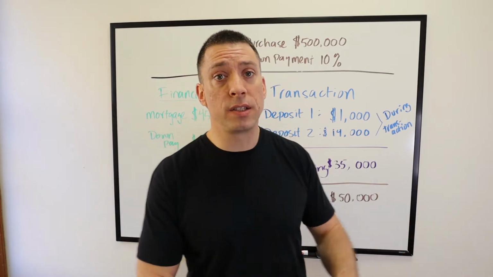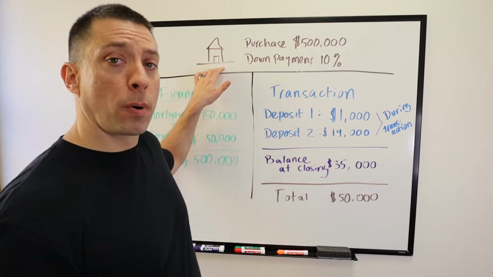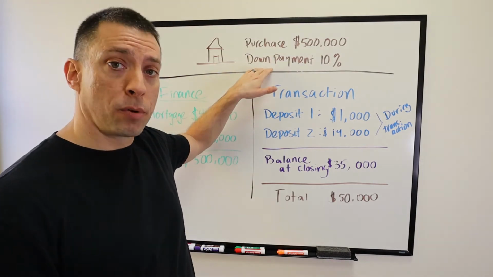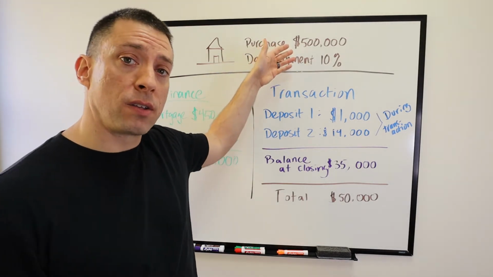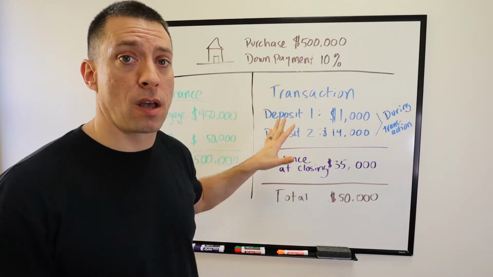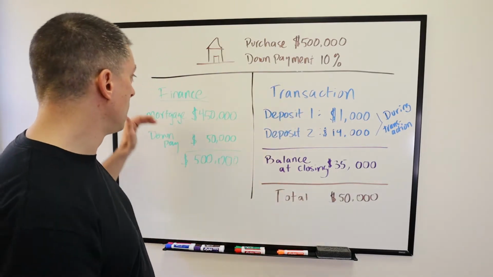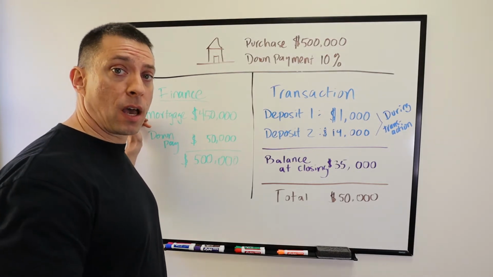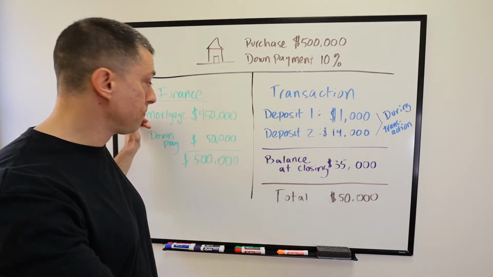So here we go. This is the example I'm going to use here. On a home purchase of $500,000 where you're putting down 10%. So 10% of the $500,000 purchase is $50,000. So let's look at the mortgage side first. Your financing is going to be $450,000. That's how much you're going to be borrowing from the bank.